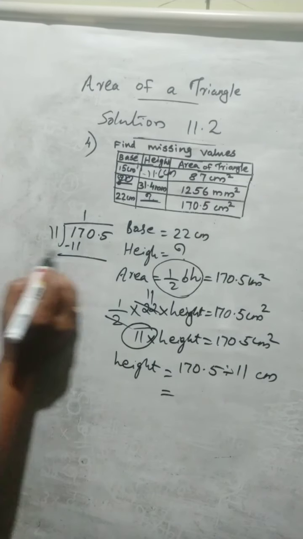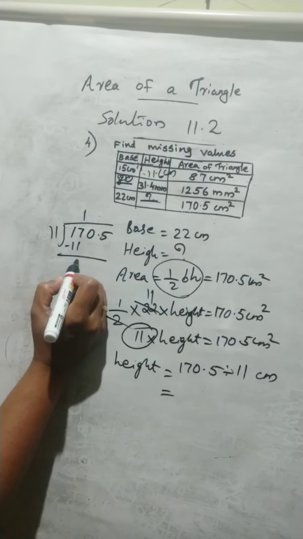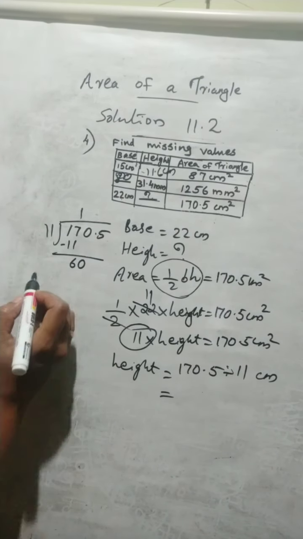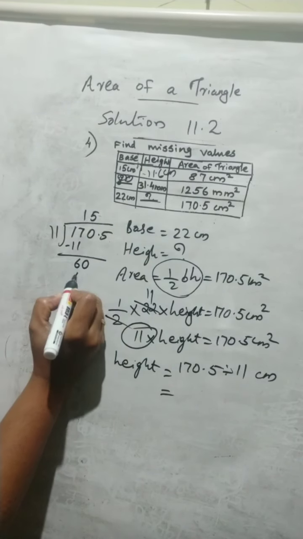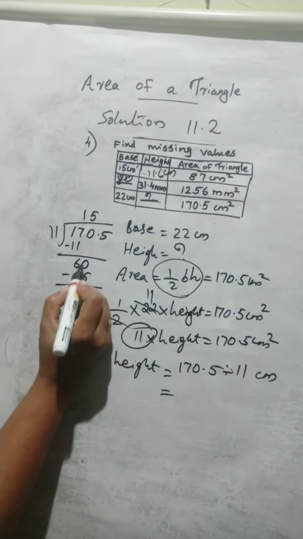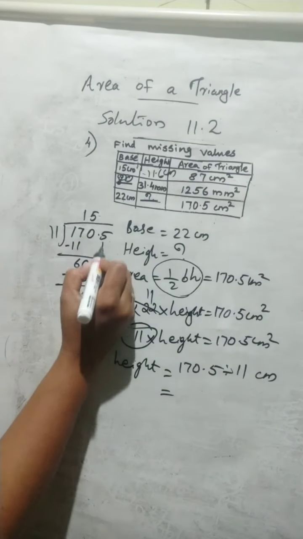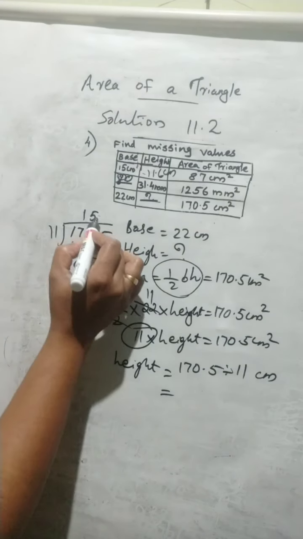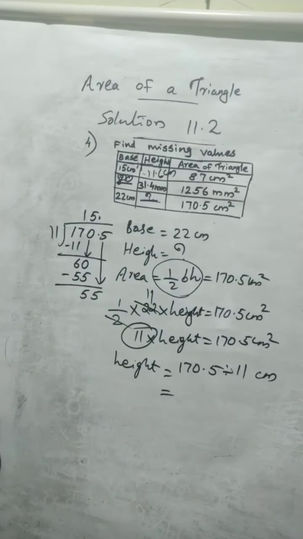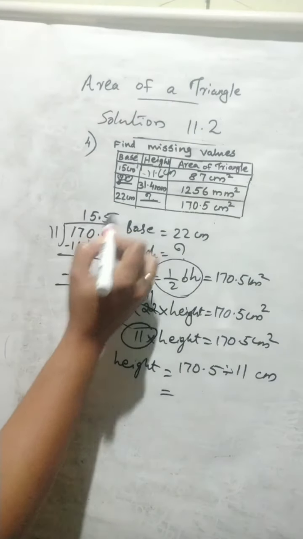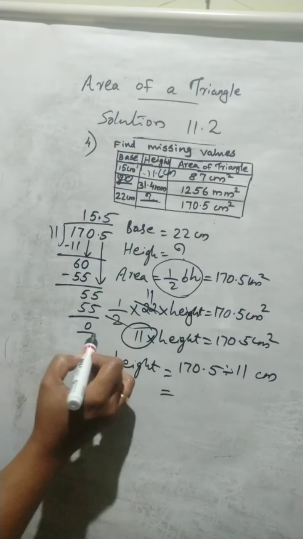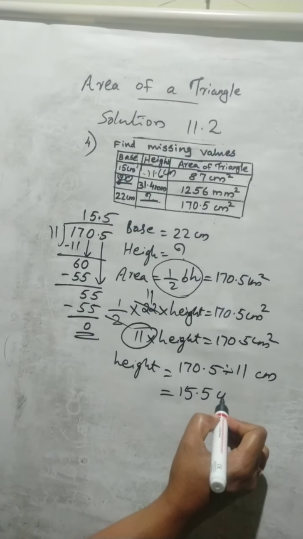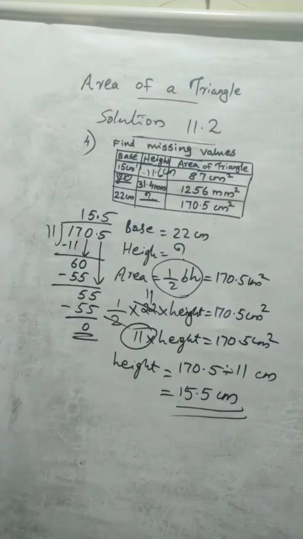1 times 11 is equal to 11. Then 17 minus 11 is equal to 6. Then 60. Here 5 11s are 55. Then subtract 60 minus 55 is equal to 5. Write down this 5 here. Then 55. Here the point is there. Keep this point here itself. Okay. Then 5 times 11 is 55. Then subtract. So the answer, that is the height of this triangle, is equal to 15.5 centimeter.